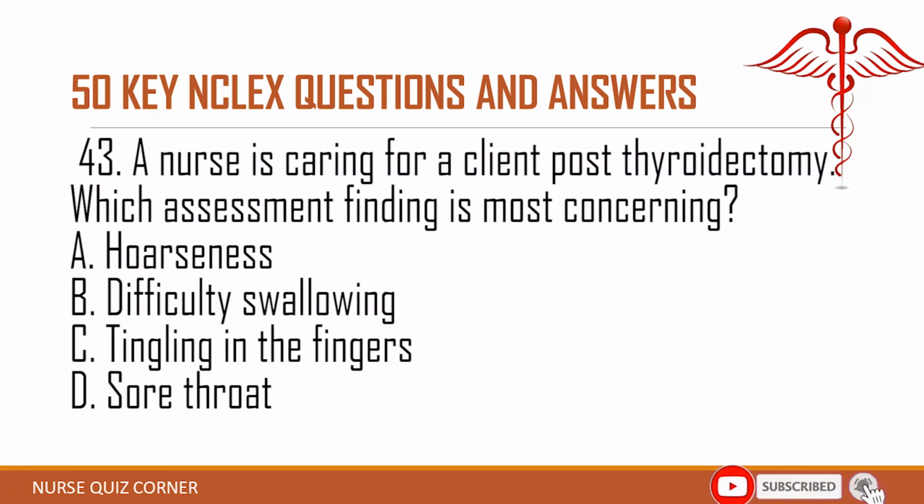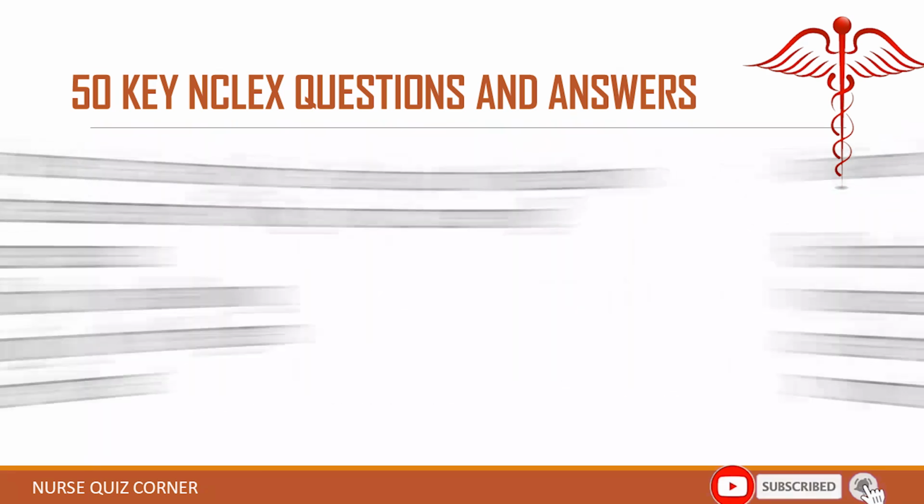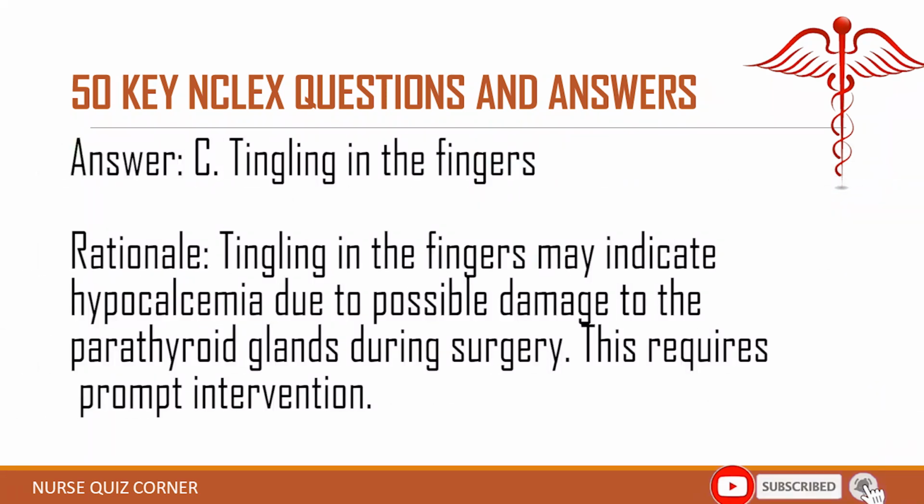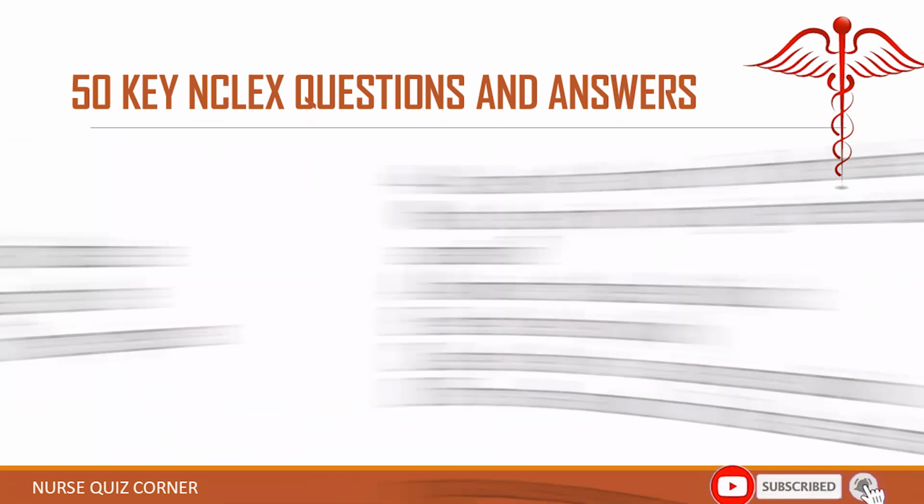43. A nurse is caring for a client post-thyroidectomy. Which assessment finding is most concerning? A. Hoarseness. B. Difficulty swallowing. C. Tingling in the fingers. D. Sore throat. Answer C. Tingling in the fingers. Rationale. Tingling in the fingers may indicate hypocalcemia due to possible damage to the parathyroid glands during surgery. This requires prompt intervention.